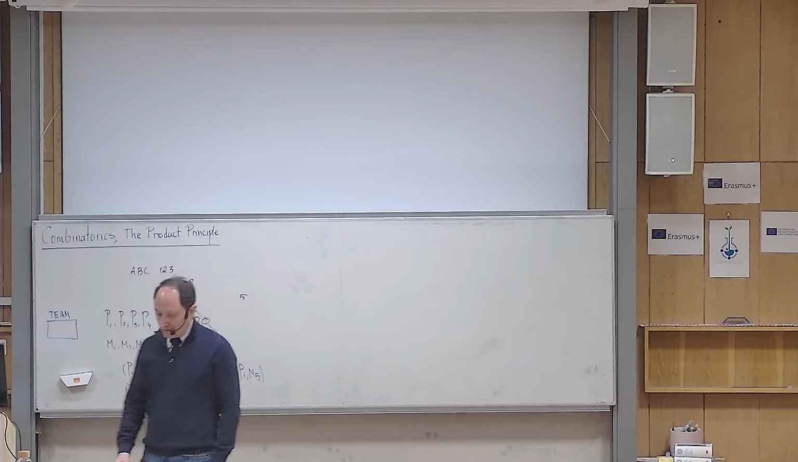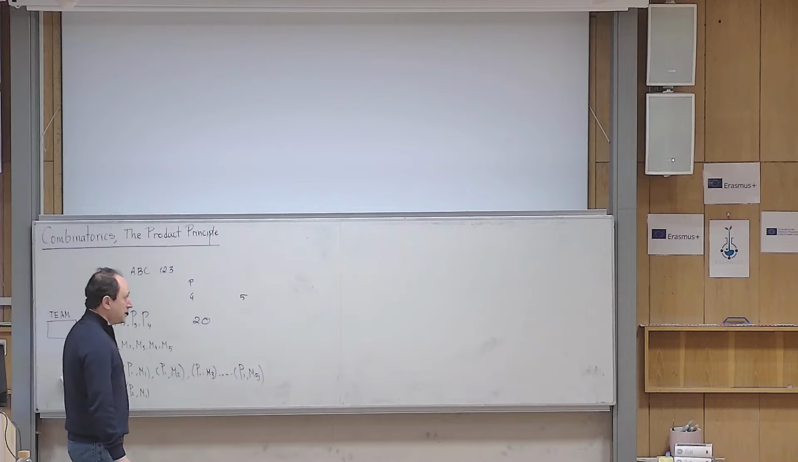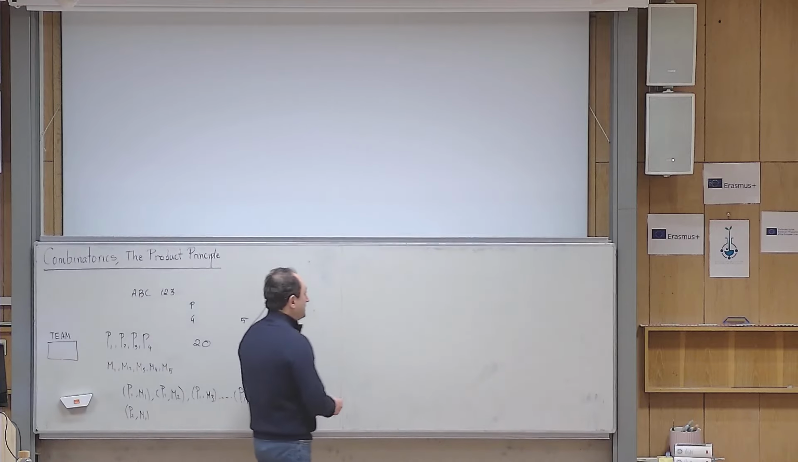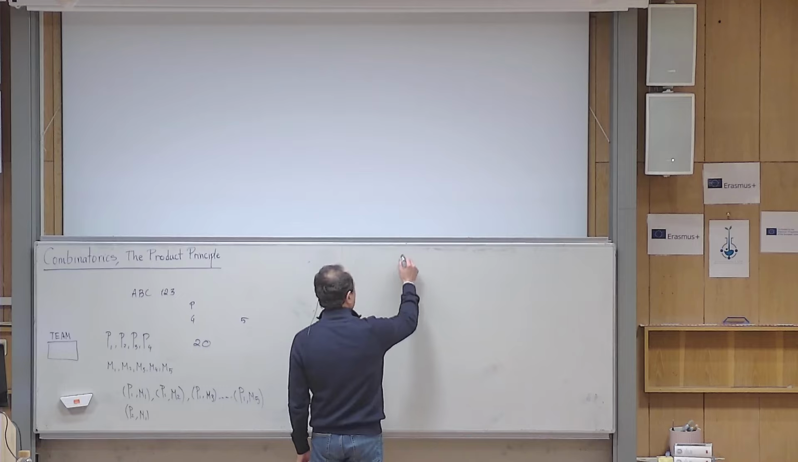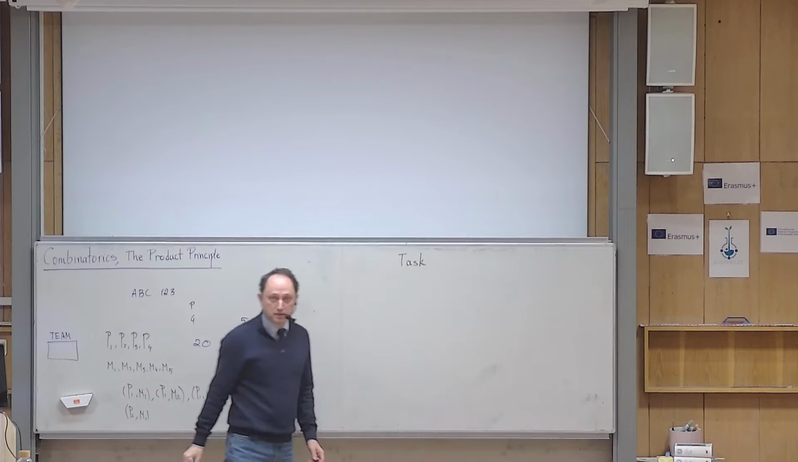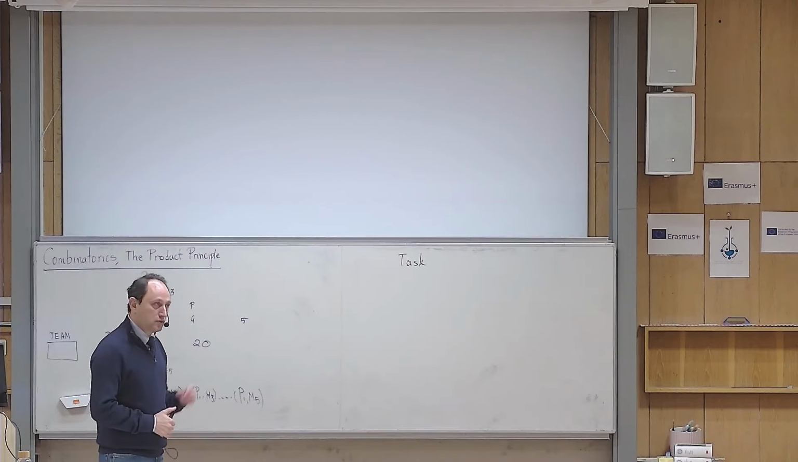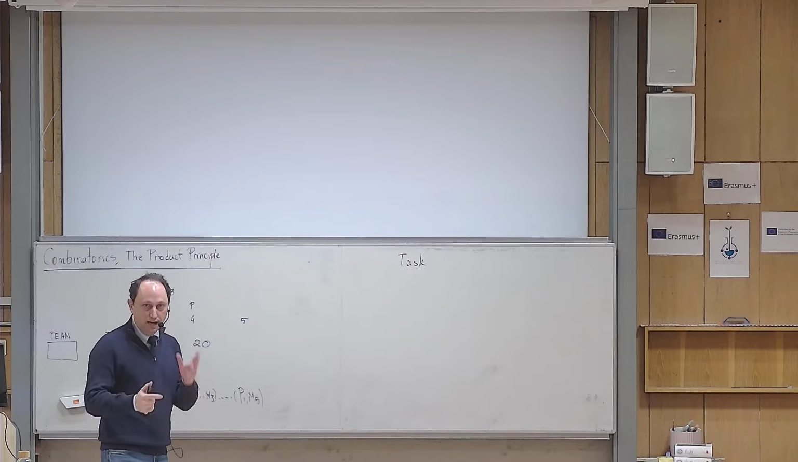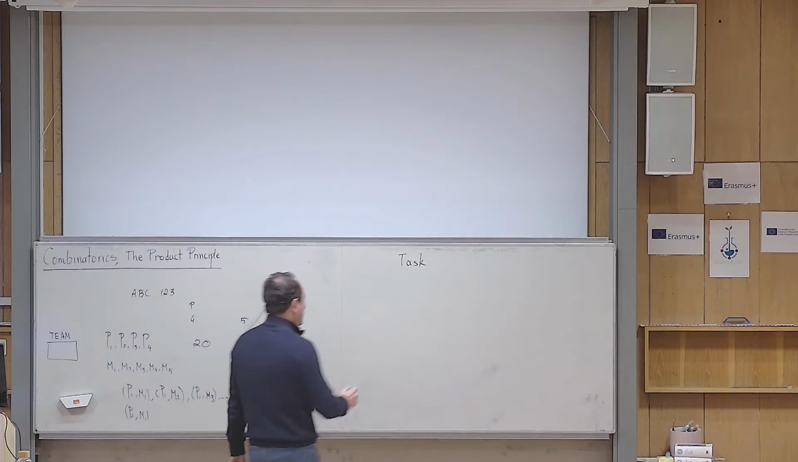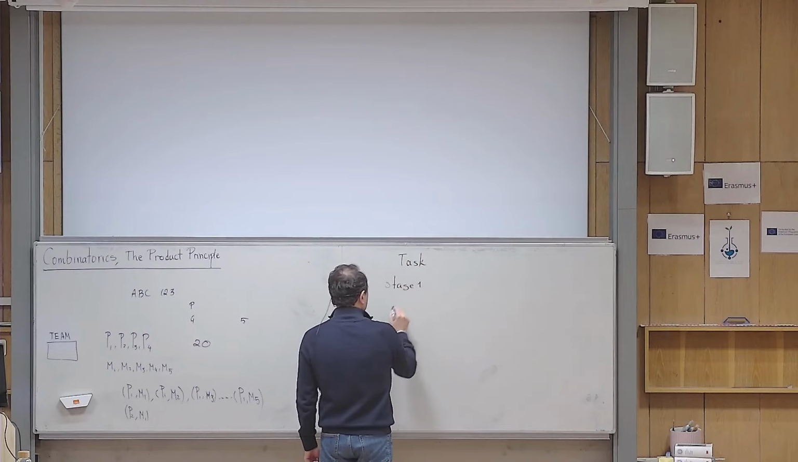So now, if I want to express the product principle systematically, I would say that let us say I have a task to do. We want to accomplish a task. But this task can be broken down into 2 stages. Stage number 1, stage number 2.